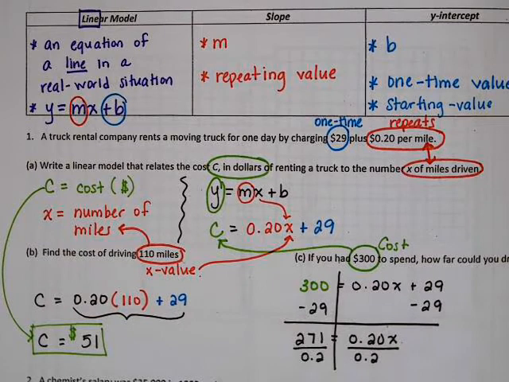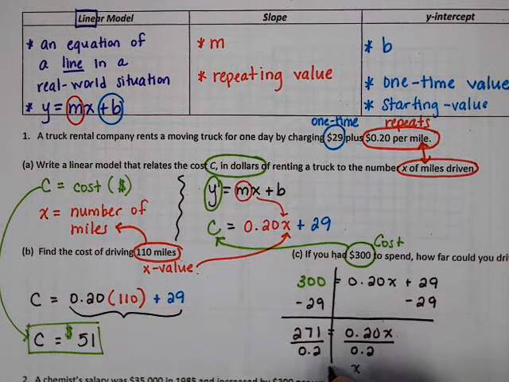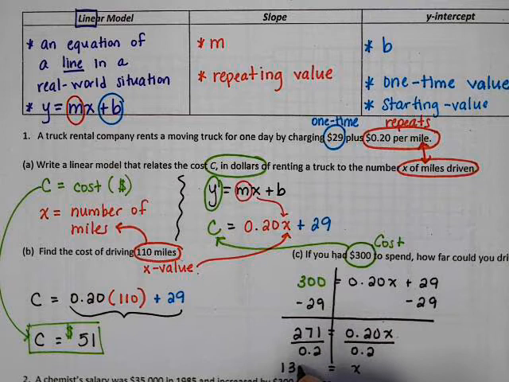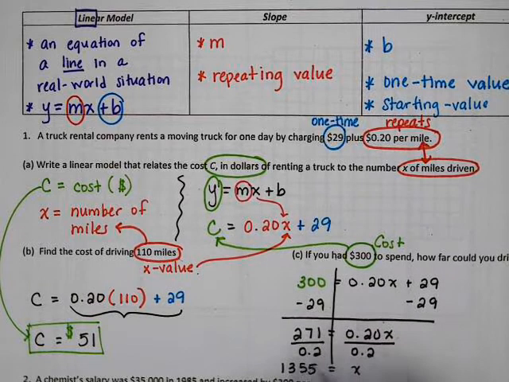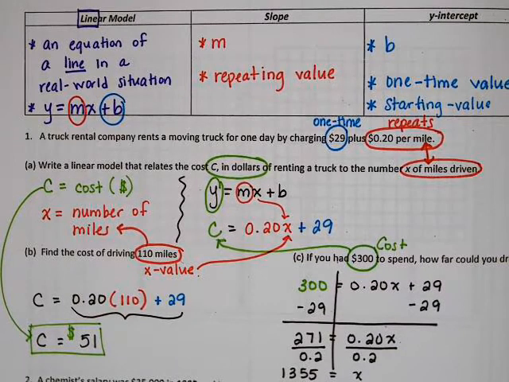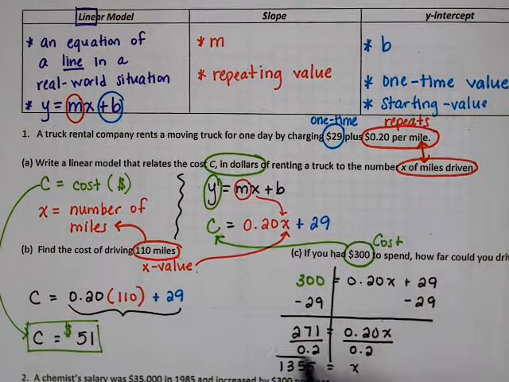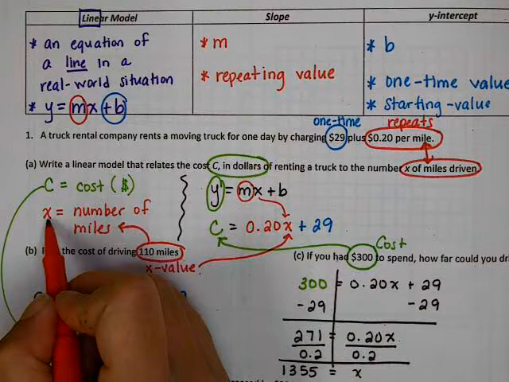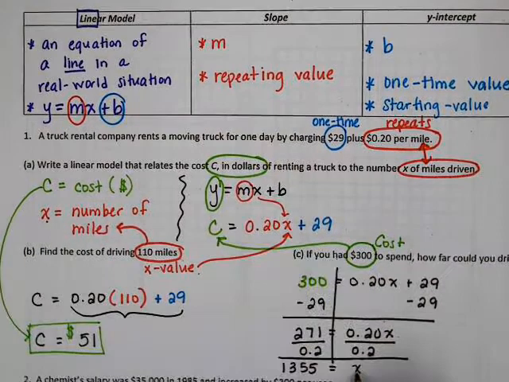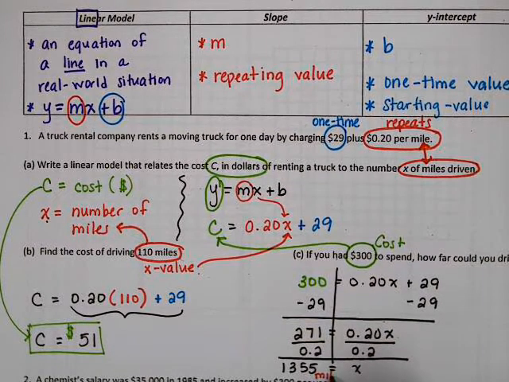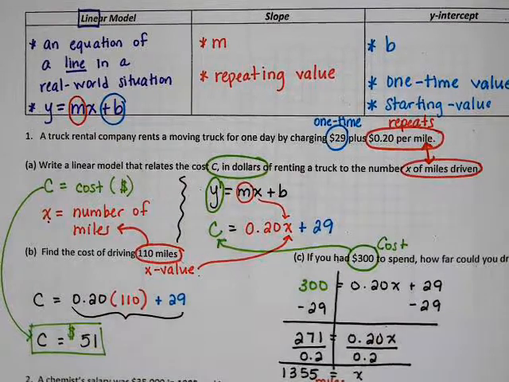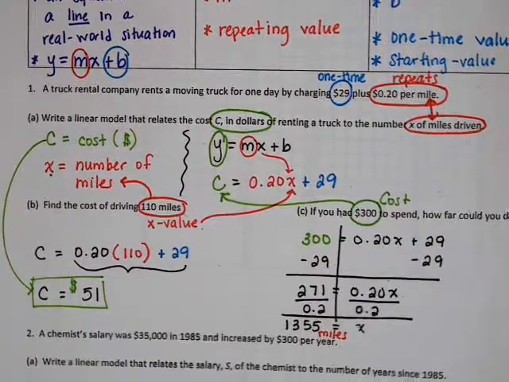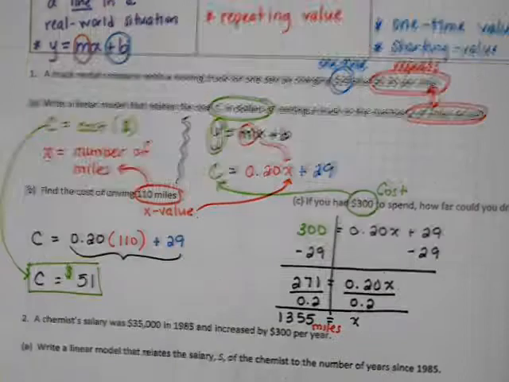I get 1,355. Once again, I need a label here. 1,355 what? So, since x is the number of miles and this is x, I would write miles here. Oop, you can't see my writing. Okay. All right, let's do another one.